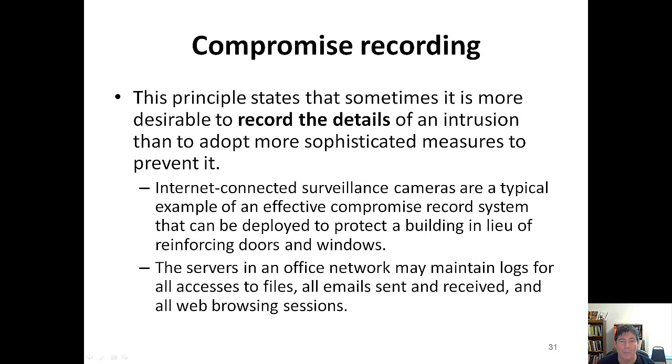Compromise recording. This principle states that sometimes it is more desirable to record the details of an intrusion than to adopt more sophisticated measures to prevent it. Internet-connected surveillance cameras are a typical example of an effective compromise record system that can be deployed to protect a building in lieu of reinforced doors and windows. The servers in an office network may maintain logs for all accesses to files, all emails sent and received, and all web browsing sessions.